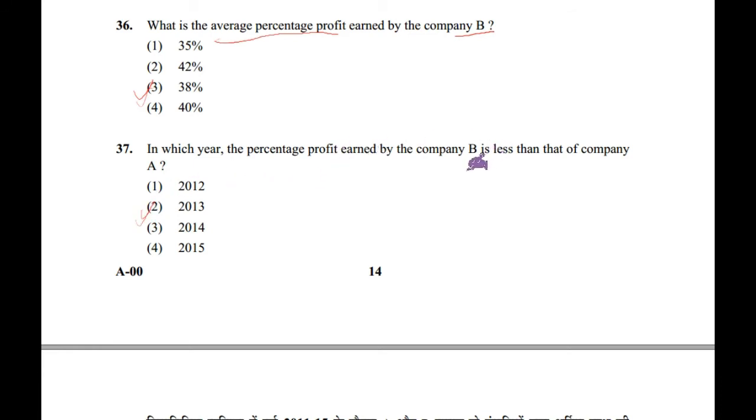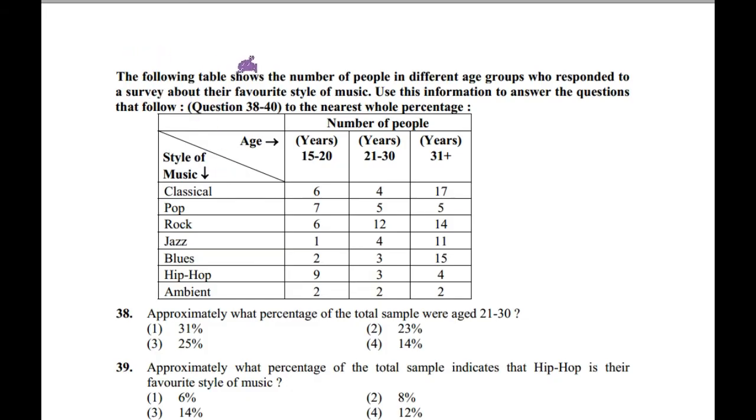Now the following table shows the number of people in different age groups who responded to a survey about their favorite style of music. Use this information to answer the questions that follow, to the nearest whole percentage. So this table is given. We'll solve question number 38. Approximately what percentage of the total sample were aged 21 to 30?